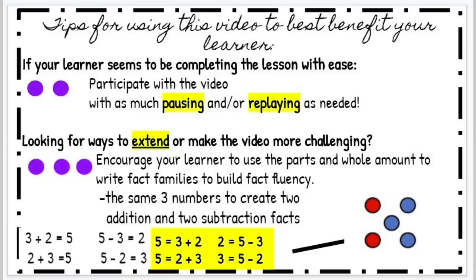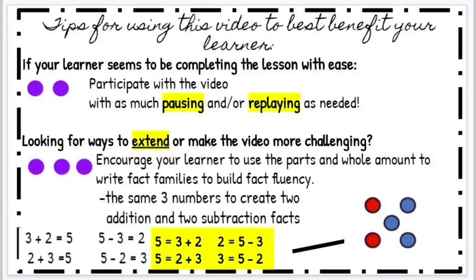Here are some tips that I have for parents who are noticing that their learners are doing pretty well with the video. Either it's almost a perfect fit for them. The two purple dots represent that the level of difficulty of the video lesson is not easy, but a good fit for your learner. And so the suggestion that I have there is just be sure that your learner is participating with as much pausing or replaying as needed with the lesson.